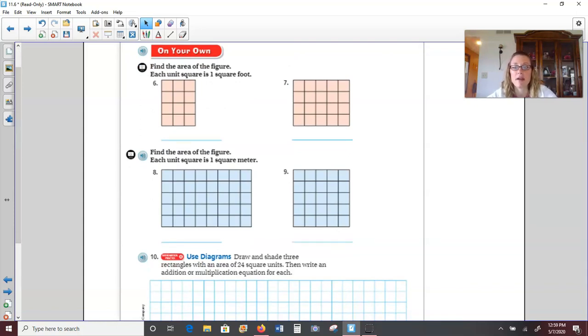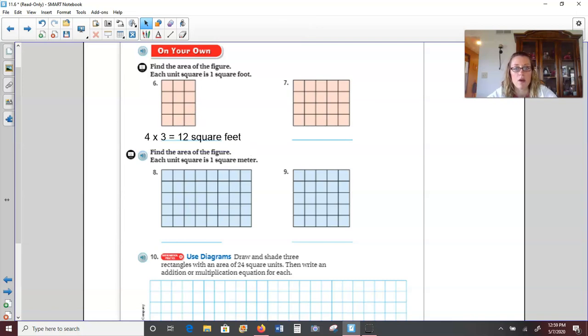All right, so finding the area of the figure. Each unit square is 1 square foot. So I see 4 rows, 3 in each. So we're going to do 4 times 3. What does that equal? 4 times 3 is 12, and our label would be square feet.